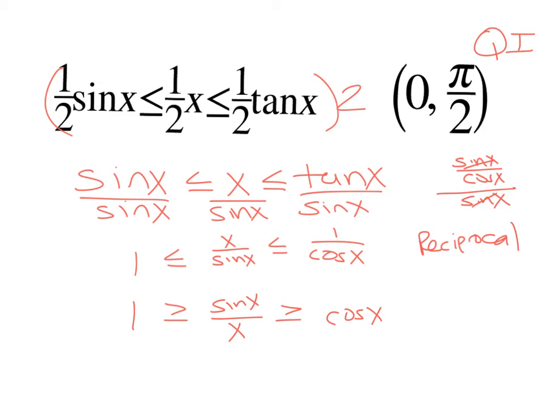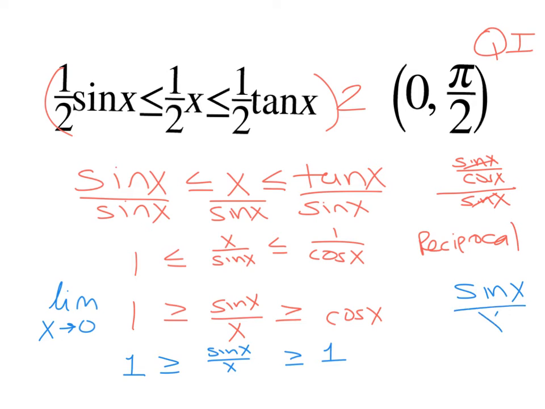Now what I want to know is, what's the limit as x approaches 0 of all of these? Well, the limit as x approaches 0 of 1 is just 1. The limit as x approaches 0 of cosine is 1. So now we have this sine x over x. That also has to be 1. So we just proved that the limit as x approaches 0 of sine x over x equals 1. If we plug in 0, we get an indeterminate form. But sine x over x, we don't have some algebraic way of fixing it, so we use the squeeze theorem.